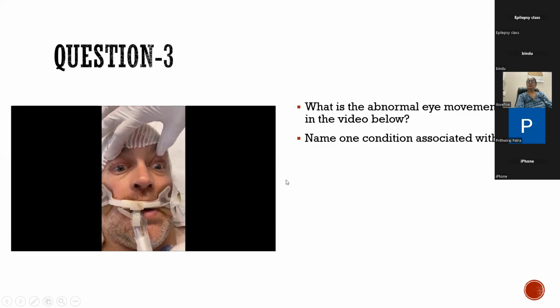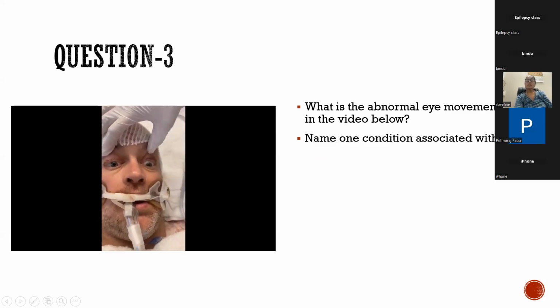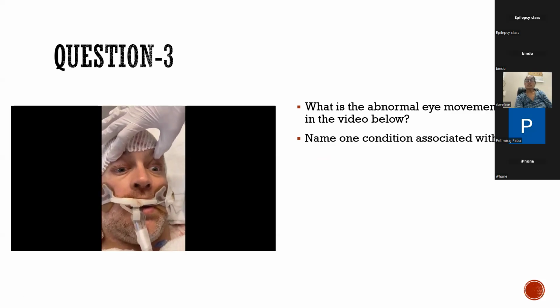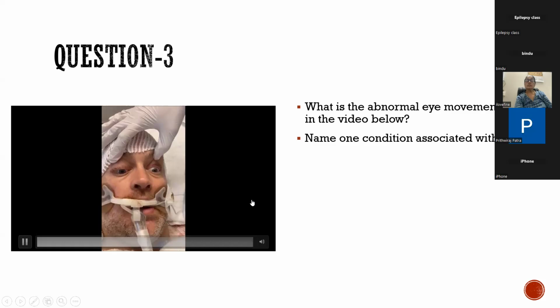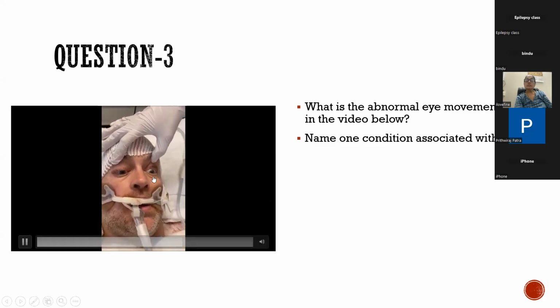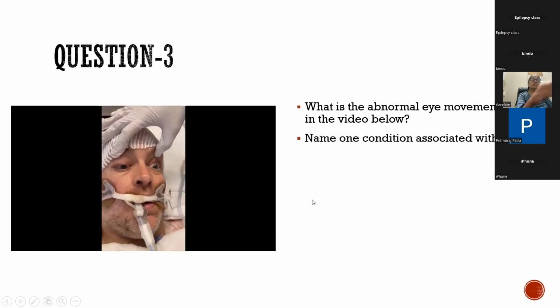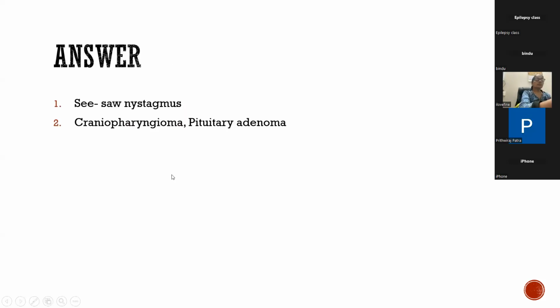So the next question was, what is the abnormal eye movement shown in the video and the condition associated with this? So here we can see that this is seesaw nystagmus. That is, one eye is moving up and the other eye is moving down. And this is associated with craniopharyngioma and pituitary adenoma.